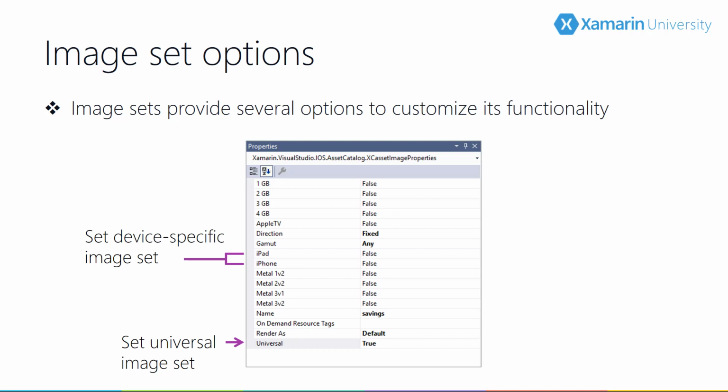So if you want iPad and iPhone versus universal, you can go and set that all in here. But what's probably the most important is the name. You want to set the name of your image set because this is how you'll access it in the storyboard or in code. So give it an appropriate name.